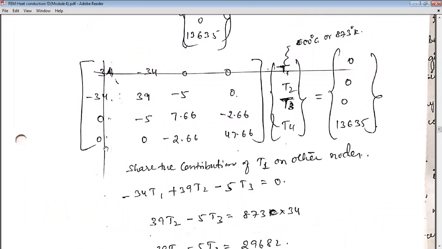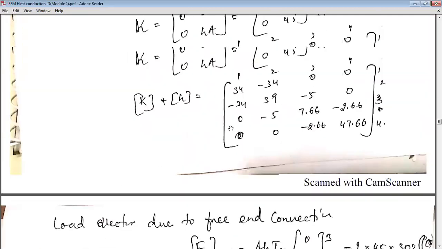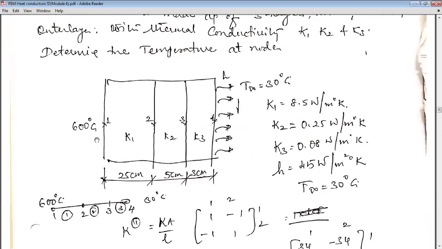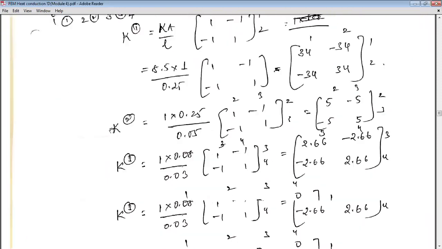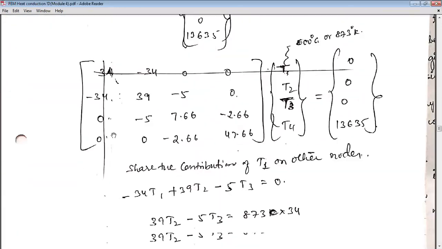It's very, very important how to apply boundary conditions. You might have seen the first row, first column is eliminated in this particular sheet. How to do it? Look at this. This temperature is specified, 600 degrees Celsius. Here you are not supposed to simply strike out the first row, first column. It's very, very important how to do it. So here T1 is specified 600 degrees Celsius. So convert that into Kelvin. It is 873 degrees Kelvin.